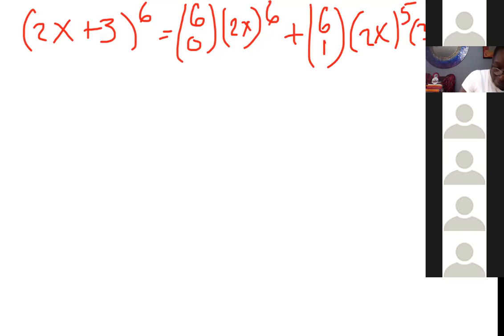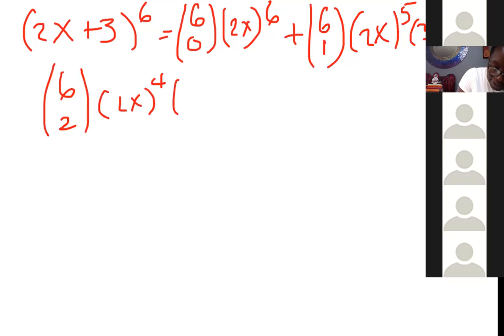The third term, 6, choose 2. Guys, it's a pattern. Just follow through the pattern. When you're writing out the coefficients, the top number remains the same. It's only the bottom one that's changing. As you move forward, the bottom number is increasing. So it'll be 2x to the 4th, 3 to the 2nd. Remember, the powers must add up to the power on the binomial. The degree for each term must be equivalent to the power on the binomials.